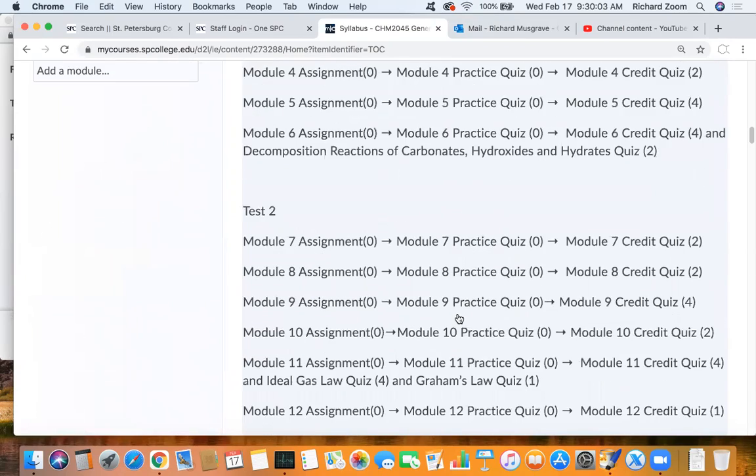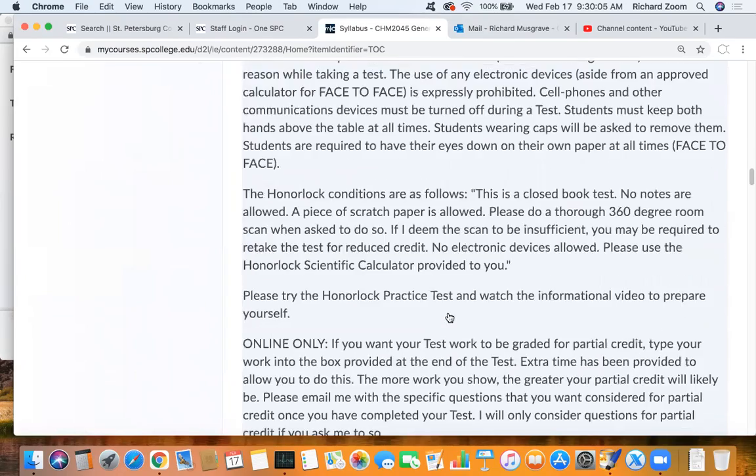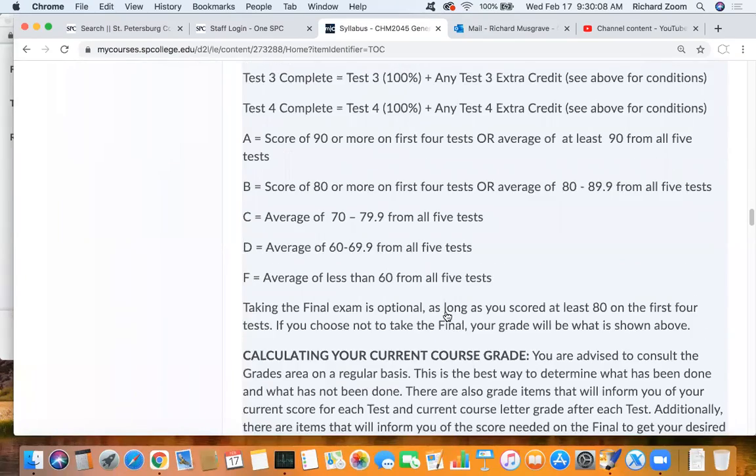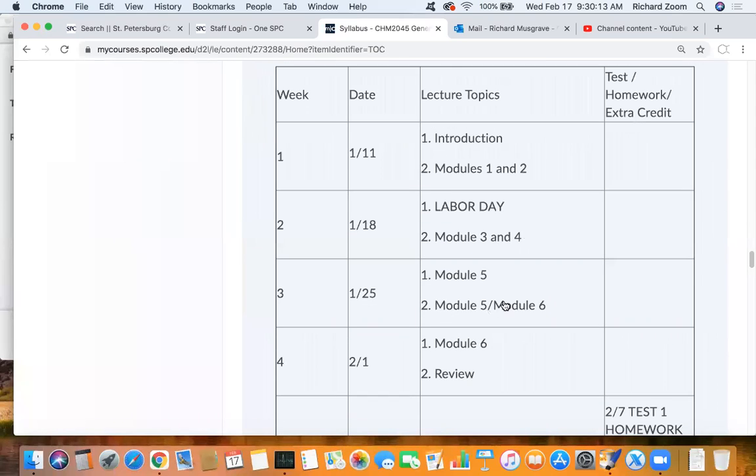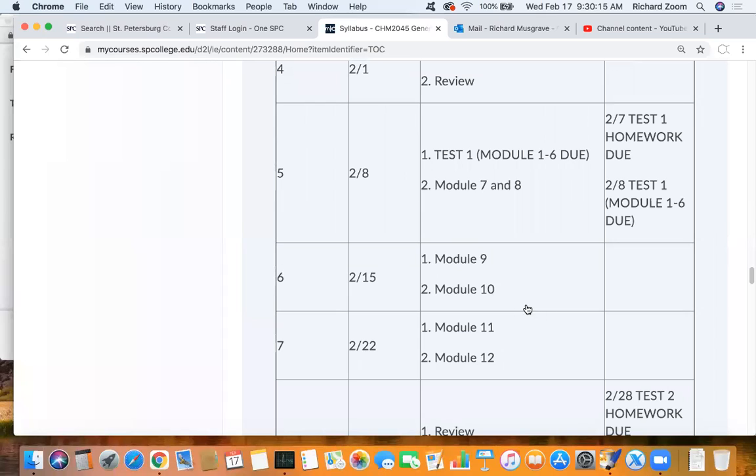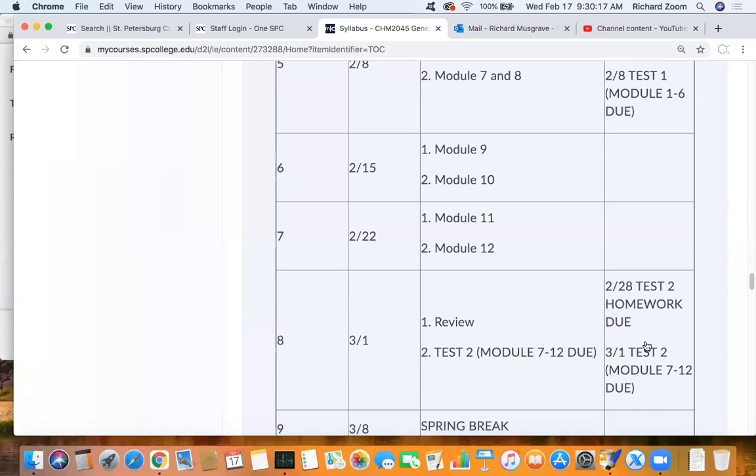Okay, I think somebody had asked me, and I put them off, about when the next test was going to be due. I apologize for that. I was going to look at it later on in the period last time, and I forgot to do it. Okay, so we're looking at 2/28. The test two homework is going to be due, so that's about 9 days from now. Okay, so the test two will be due on 3/1.